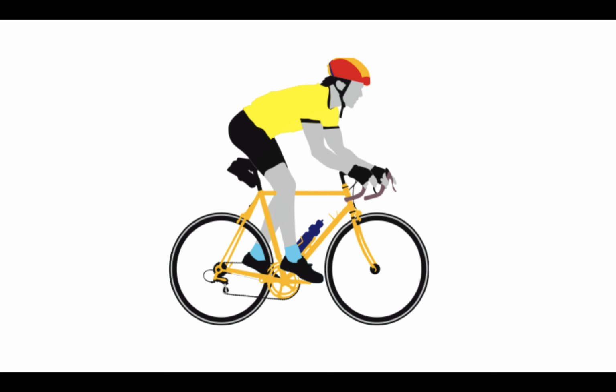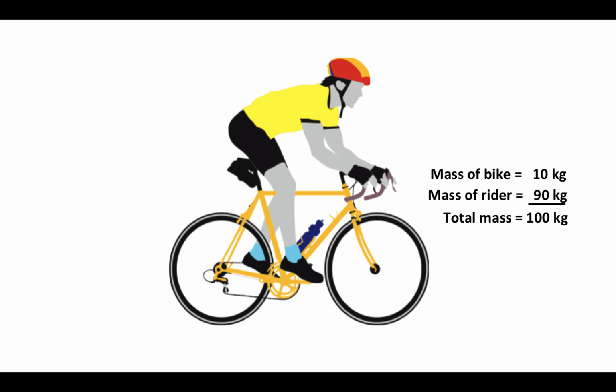For my bike and rider, I have a total mass of 100 kilograms, and that is made up of a mass of the bike of 10 kilograms and a mass of the rider of 90 kilograms. When all of the rider's weight is on the right pedal, then the only propelling force is the product of 90 kilograms times 9.8 meters per second squared, and that gives us 882 newtons.